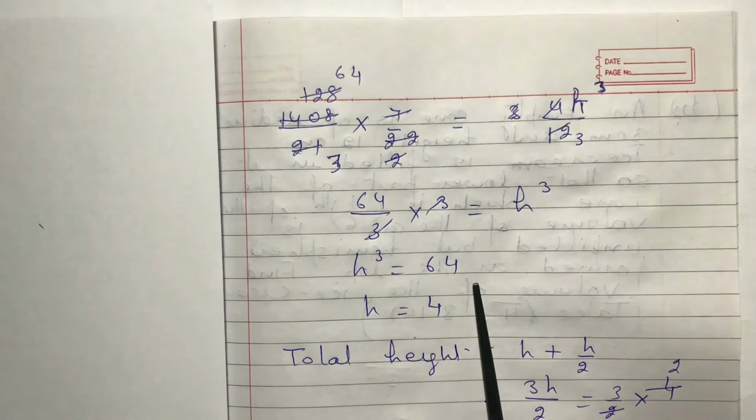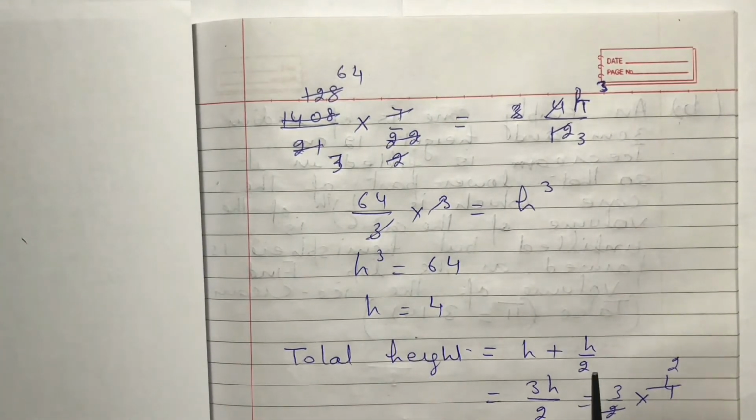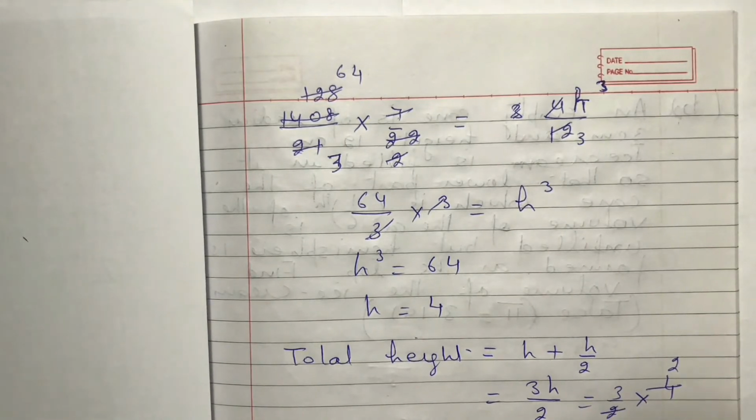h cube is equal to 64. It means height is equal to 4. So total height is equal to h plus h by 2, that is 3h by 2. Instead of h, write 4 meter. You will have 6 meter.